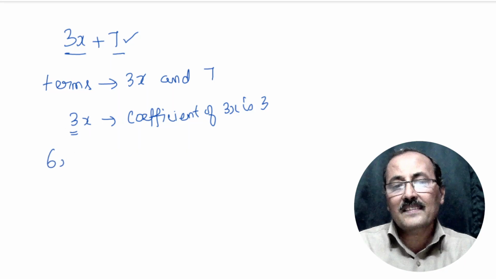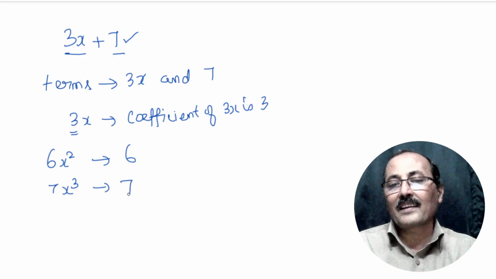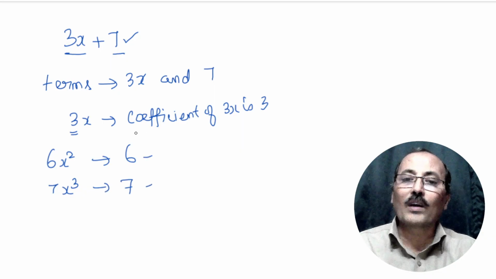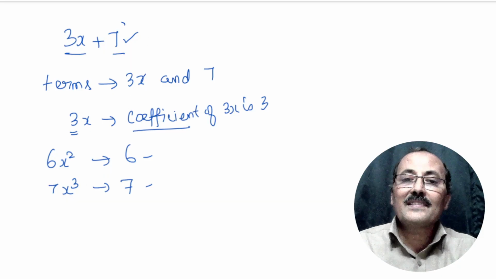So in 6x square, the coefficient is 6. In 7x cube, the coefficient is 7. Like this, it goes on. Now, what is meant by coefficient? The constant associated with the variable. But this one is a constant term.